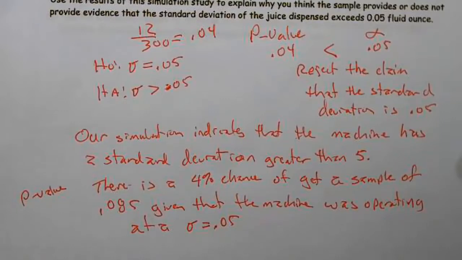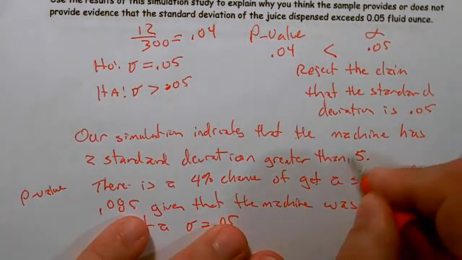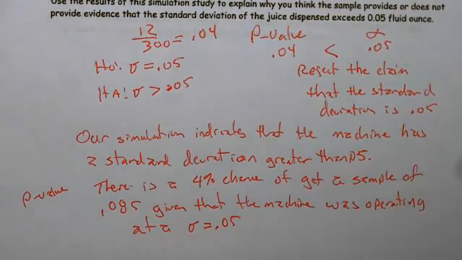basically our simulation says, hey, there's only a 4% chance we get a sample like this. So we don't believe it's operating at 0.05. You need to make sure that you say that it's not operating at 0.05, that it's operating at greater than 0.05 because there's a 4% chance of getting a sample like this. If you said something along those lines, you would have received full credit.